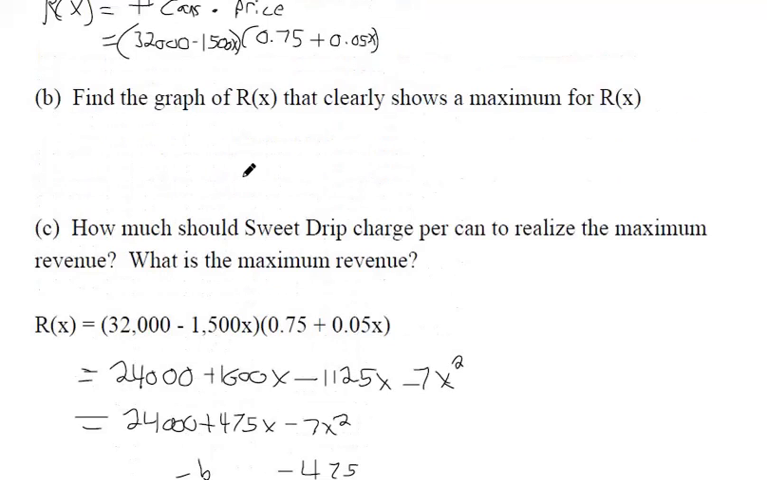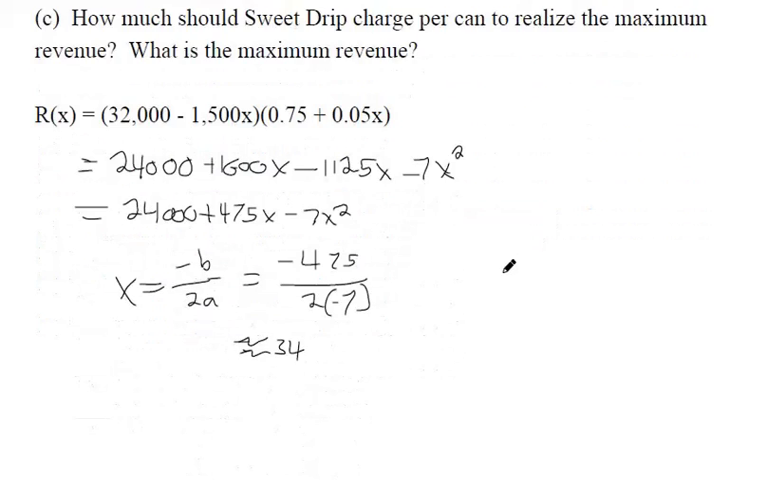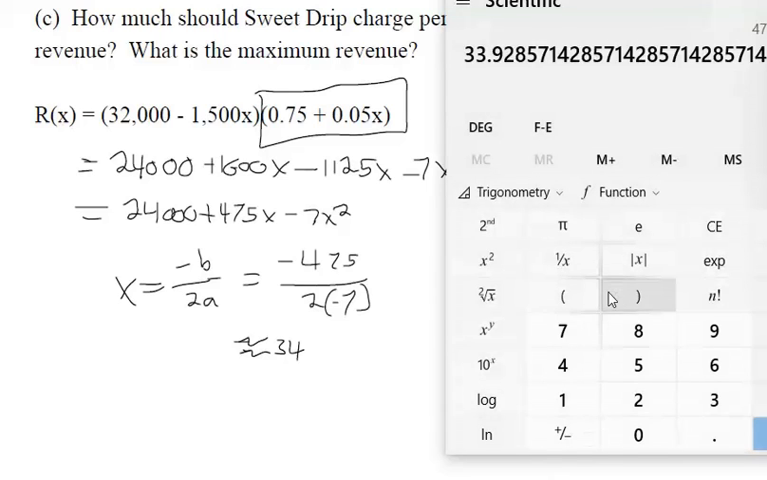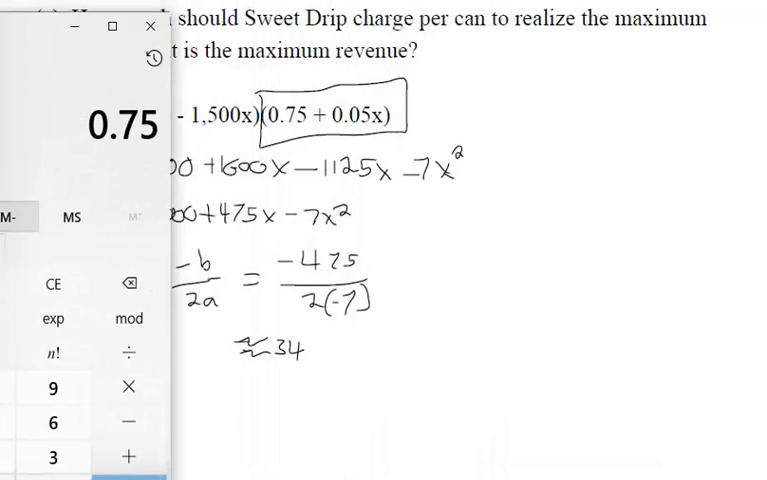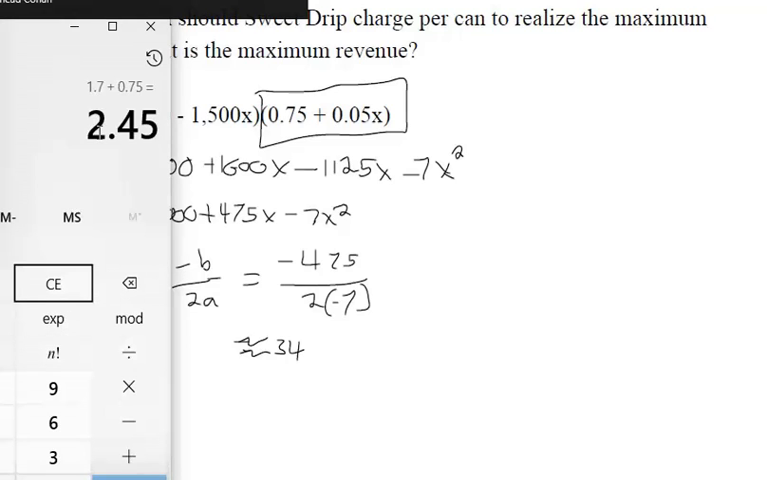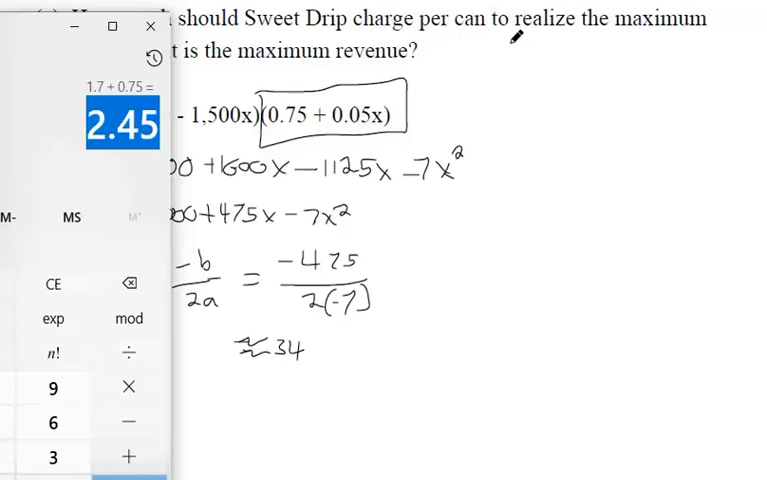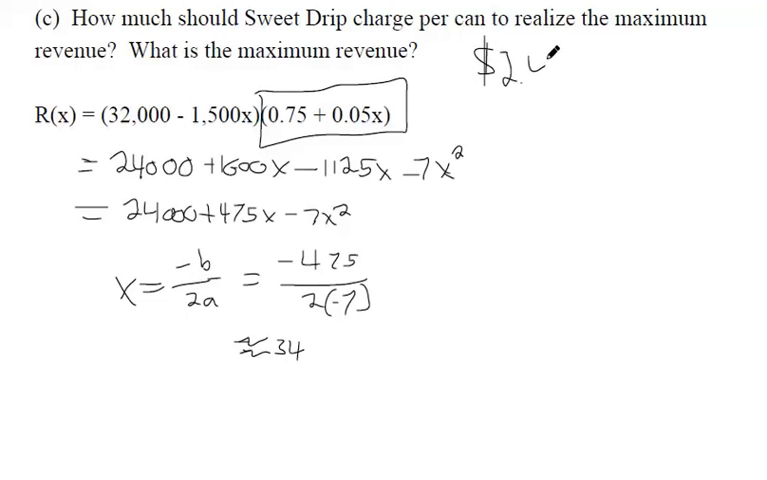Okay, so if we want to find out the charge per can to realize their maximum revenue, you want to plug 34 back into this part of the function, because this was the stuff that was talking about the price, right? The can started at 75 cents. Then we want to increase the price 34 times by 5 cents. So take 0.05 times 34 and add that to 75 cents. So apparently in this situation, we'll make the most money if we plug in x equals 34. So if we set the price to be $2.45, the price per can should be $2.45 in my problem.